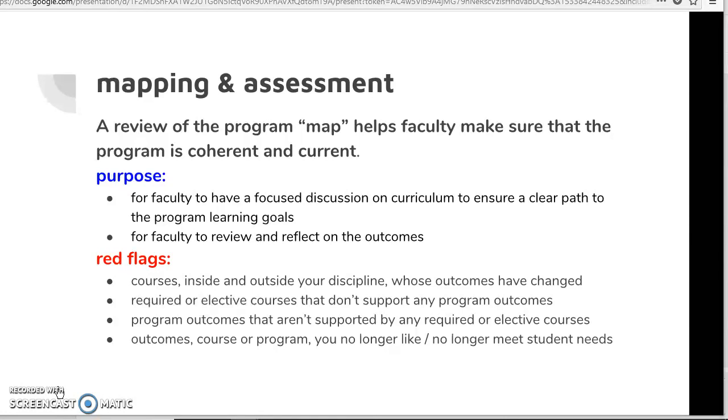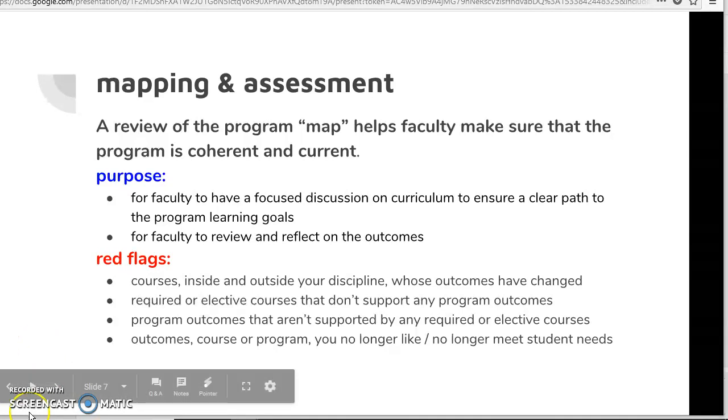And here are some of the red flags. You might find a course even in your discipline, but quite possibly outside it, that is part of your program. But maybe the outcomes have changed and you don't know about it and it no longer relates. Maybe you'll find looking at some of the elective courses, they don't really support any program outcomes.